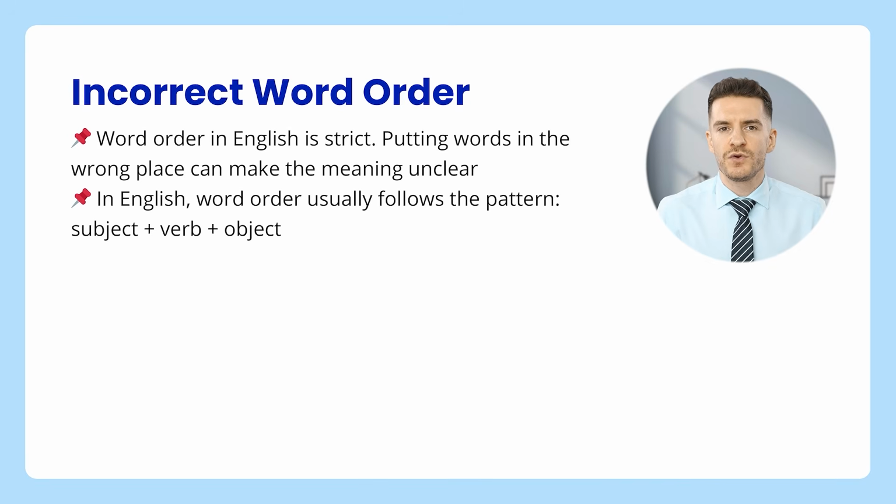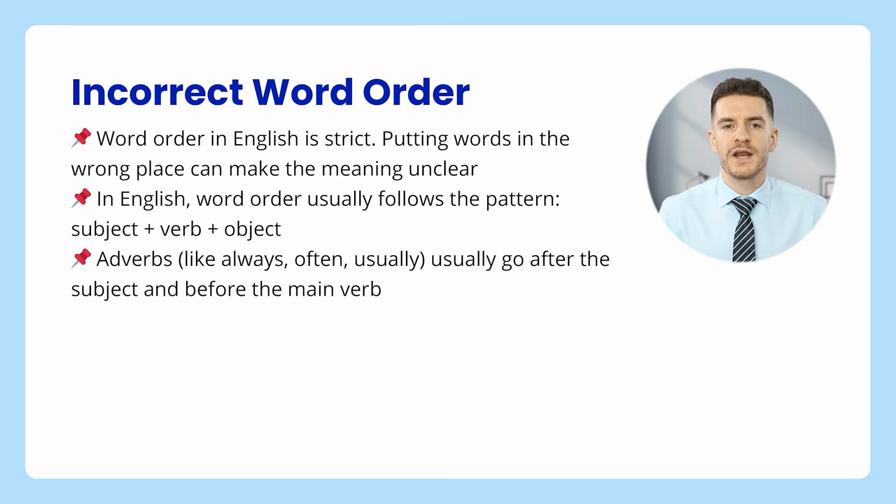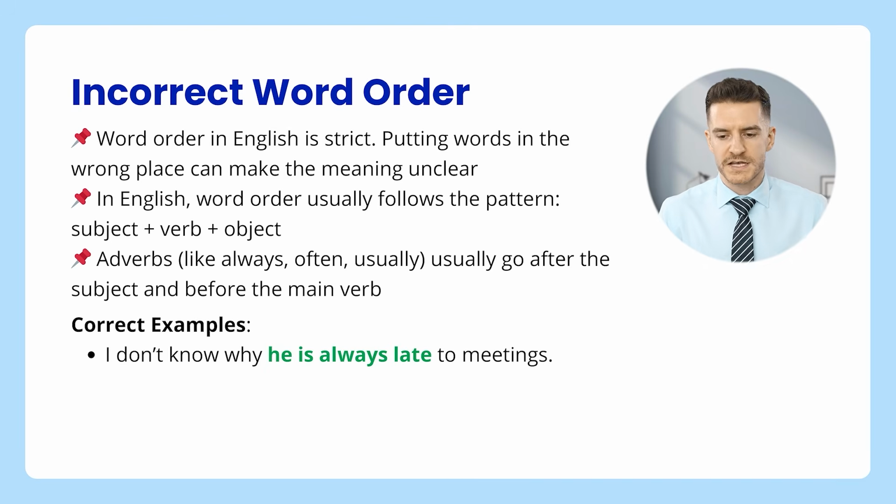So in English, we normally follow the pattern of subject, verb, object. That is the most basic rule. Now, there are many other rules when it comes to word order, but this is not a full grammar course. So let me just give you one example. When it comes to adverbs like always or often or usually, well, they normally go after the subject and before the main verb. So this is just one example of word order. So let's have a look at some correct examples now.